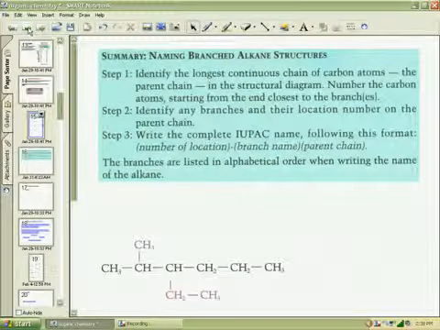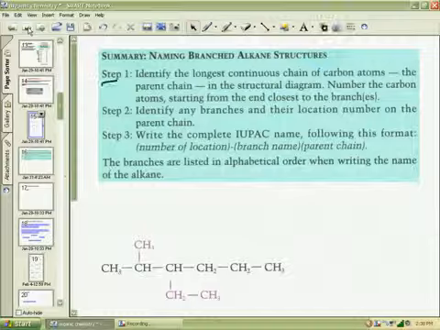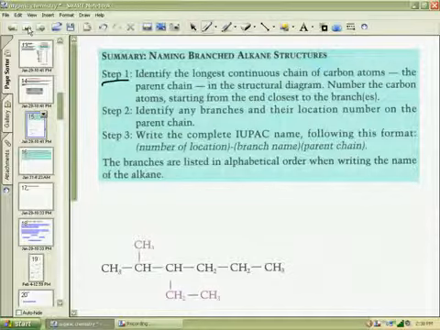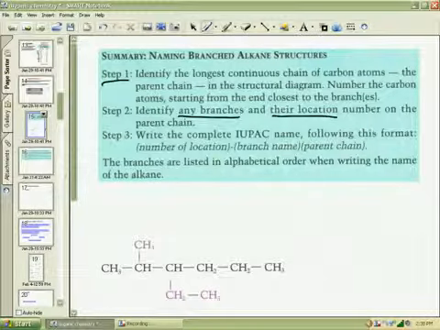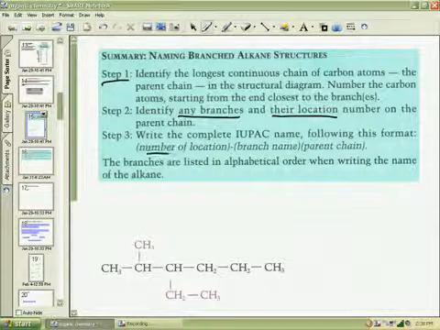So our steps are to identify. Step 1, identify the longest continuous chain in the carbon atoms, which we'll call the parent chain, and we'll number them starting from the end closest to the branches, or the end closest to where any double bonds would occur as well. Step 2 is to identify the branches and their location on the parent chain. So what the branch is, so any branches and their location, what and where. Then we're going to write the complete IUPAC name following the format of the number of where it is, what the name of the branch is, and then the parent chain.